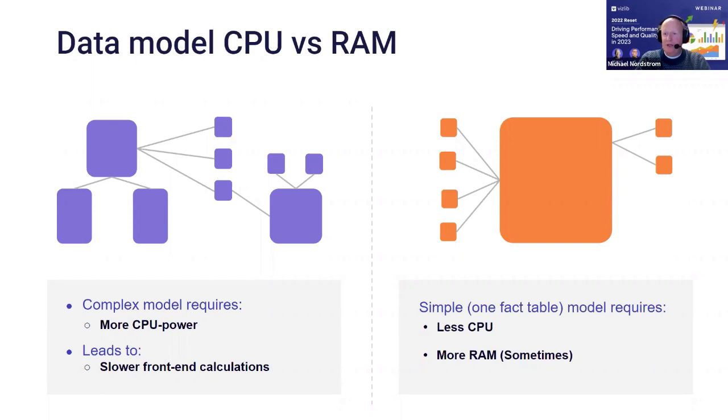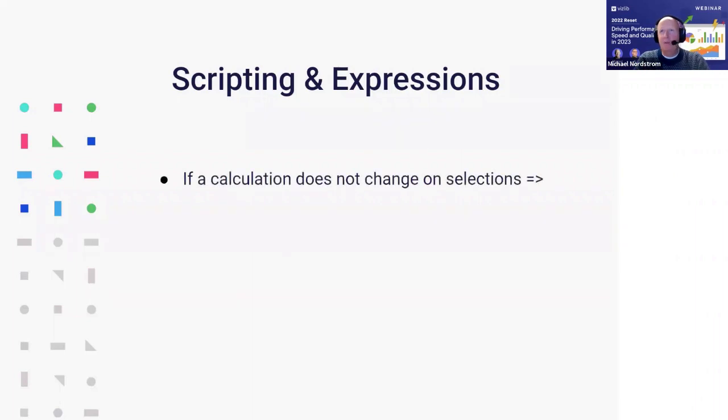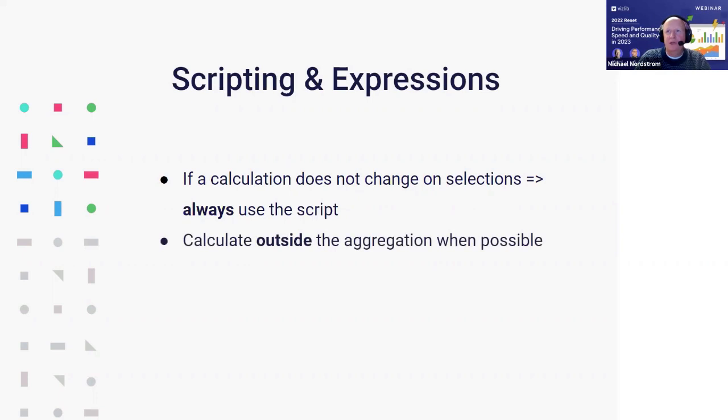So that's about the data models. If we look at the scripting and the expressions inside the app, one super important thing, if a calculation does not change on selections, always put that calculation inside the script. A lot of times we see creations of very long, very complex calculations in expressions measures, and they don't have to be there. It can already be done inside the script. The other thing is to calculate outside the aggregation when possible. And I put an example in.